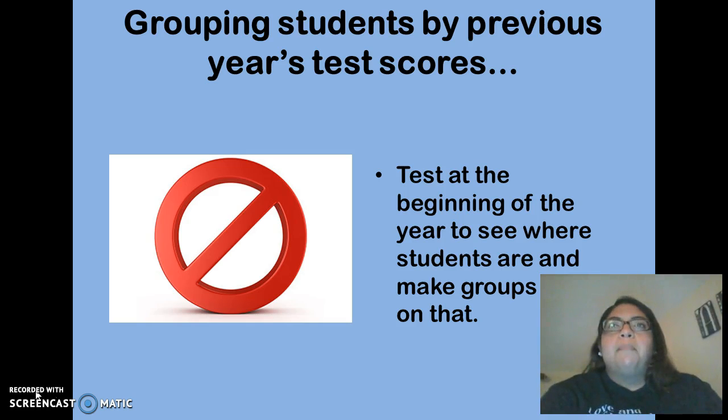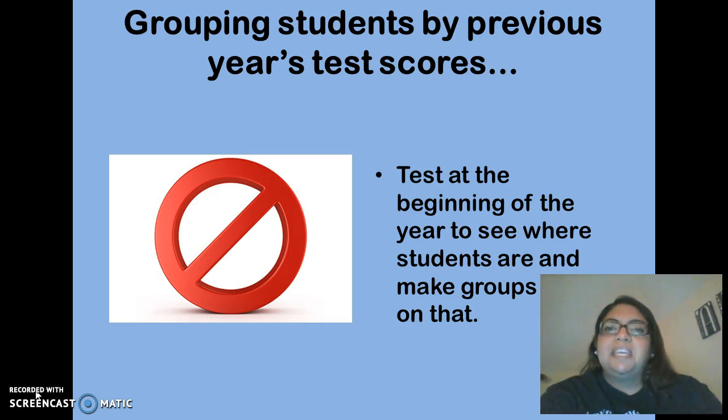And so grouping them by what they've done the year before doesn't give you a fresh look at them. I think the best thing in this situation that a teacher could do would be to retest at the beginning of the year and see where they are. Looking at test scores from last year doesn't allow for that regression that happens over summer.